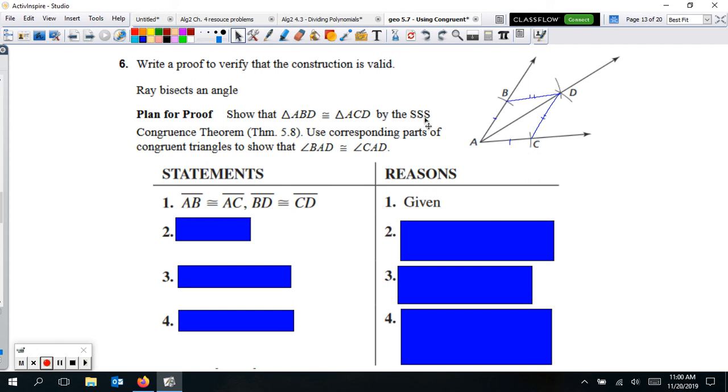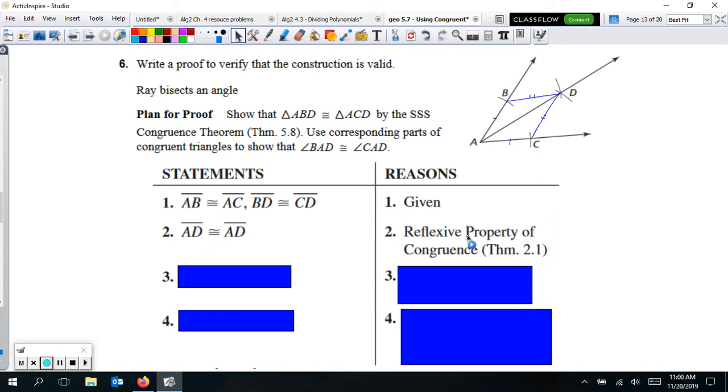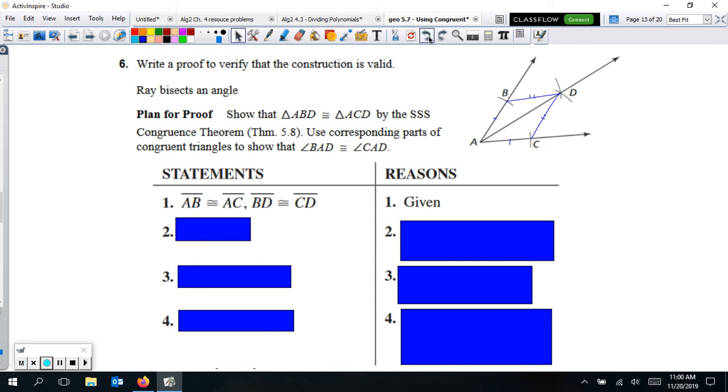So we want to show these two triangles are congruent by SSS. And we can do that now because obviously AD is congruent to itself because of the reflexive property. So that's going to be right here: AD is congruent to AD, and the reason is because of the reflexive property. That's number 2. So then we can see that. Oops, I was going to put those 3 marks there. And now we see, there we go.